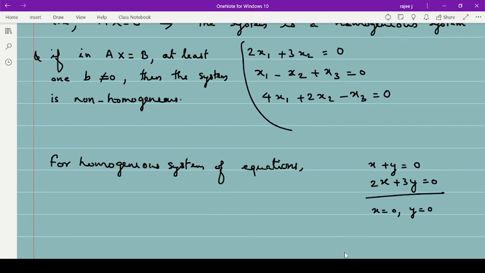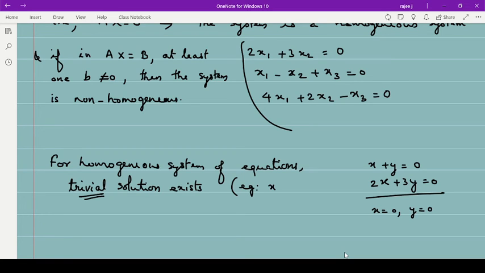This x equal to 0, y equal to 0 is called a trivial solution. For a homogeneous system of equations, a trivial solution exists. Trivial solution means the value of that variable will be 0. We could also say this using determinants, but I will not go into that. For a homogeneous system of equations, a trivial solution exists.